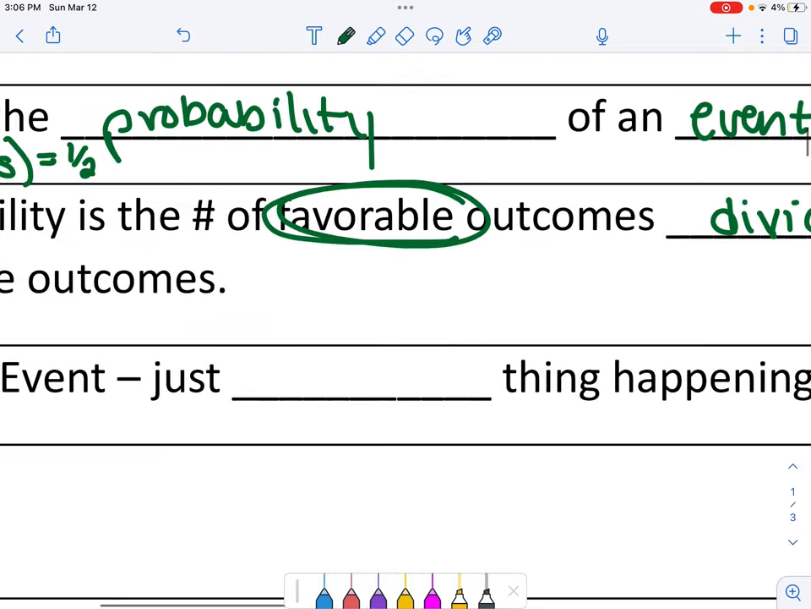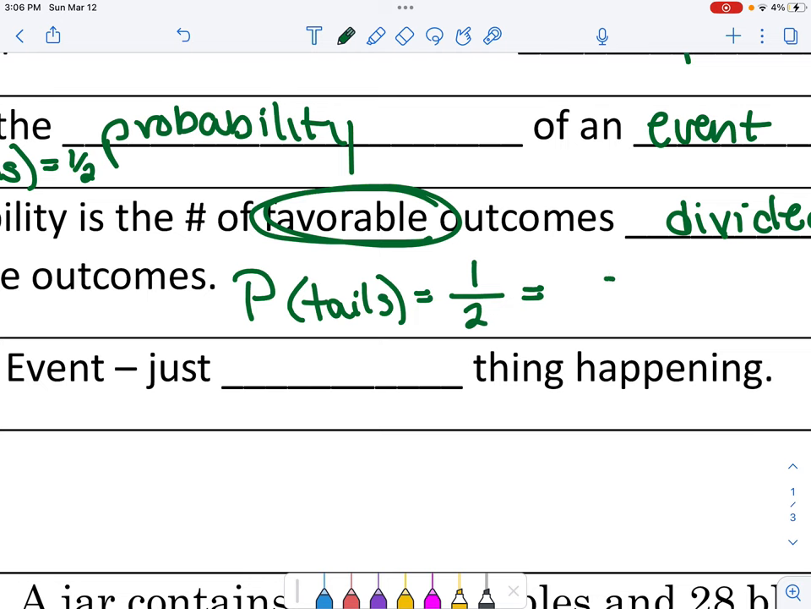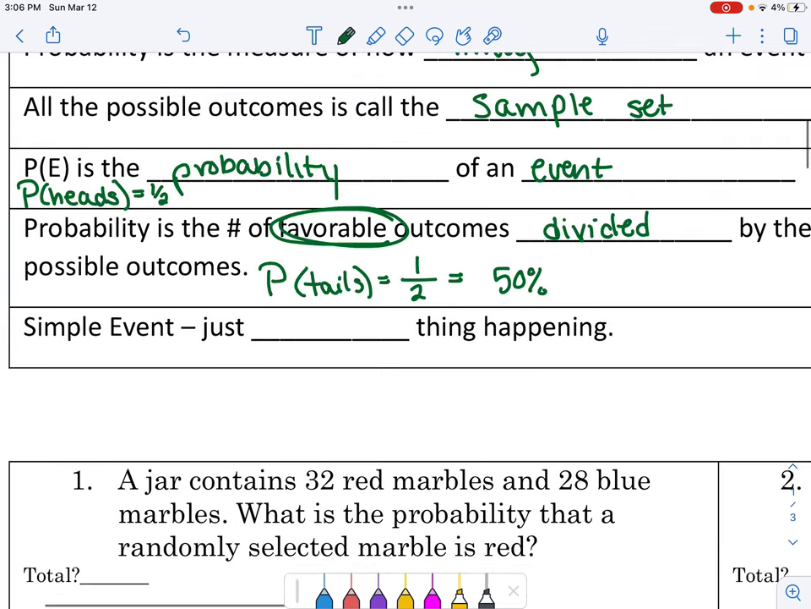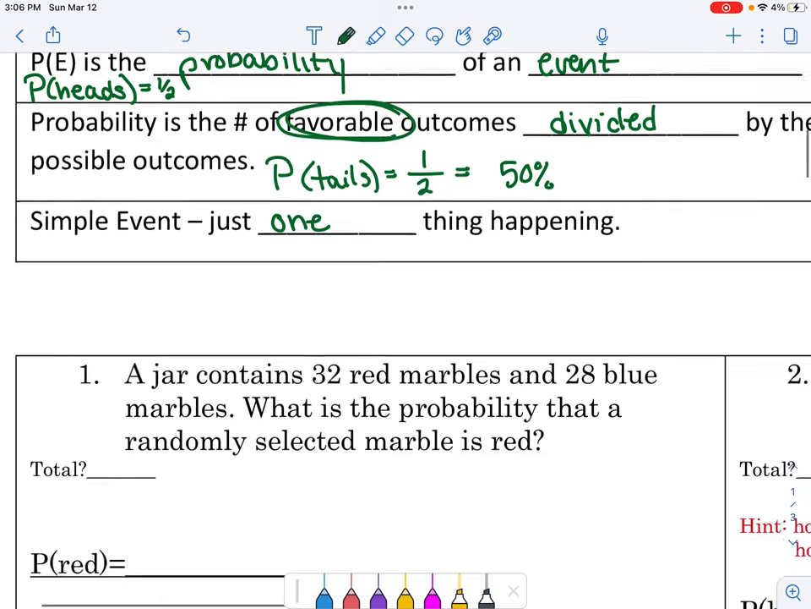So let's say that you are looking for the probability of getting a tails. How many tails are there? 1. Out of how many total sides? 2. And you could make that a percentage. We'll work on that more tomorrow. Today, our simple events, we're just going to look at one thing happening. You're not going to be rolling a die and flipping a coin. We're just going to roll a die, or in the next one, we might pick a marble, something like that. So let's jump into it.